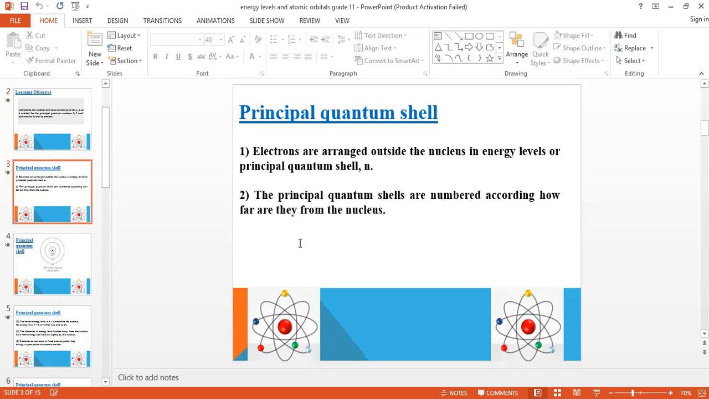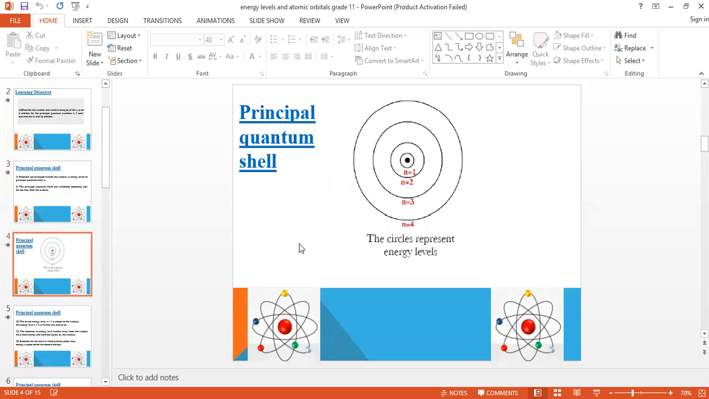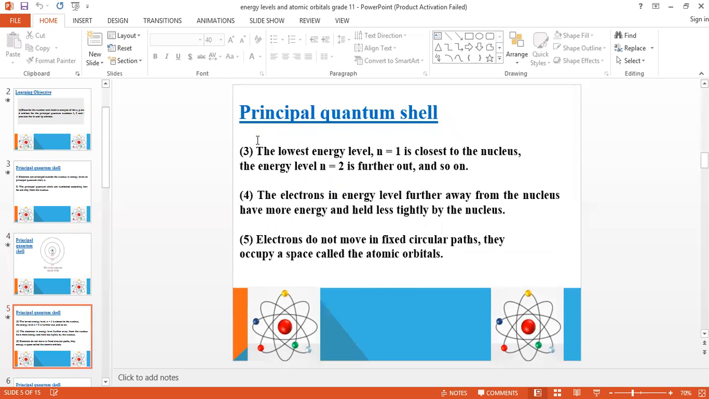Electrons are arranged outside the nucleus in energy levels or principal quantum shells. We represent it by n. The principal quantum shells are numbered according to how near to or far away from the nucleus they are. See this first shell, N1, second N2, third N3, and fourth. These circles represent energy levels. So energy levels and principal quantum numbers are the same. The lowest energy level is N1, then N2, 3, 4. You got the information.